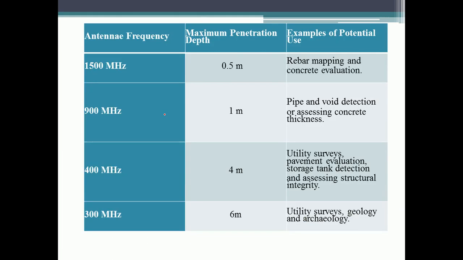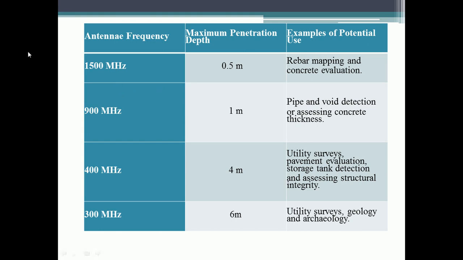As I told you, the frequency and depth of penetration are the two important factors that we need to consider. If you want to take data at a very deep condition, that means if the depth of penetration needs to be more, then we need to use a low frequency antenna. You can observe the tabular column.